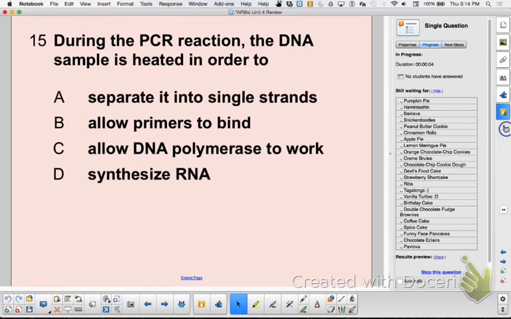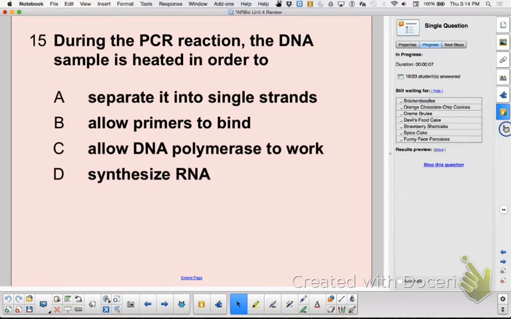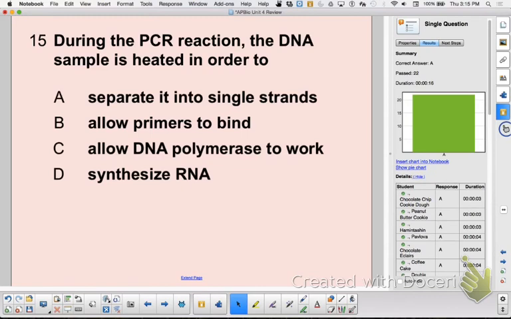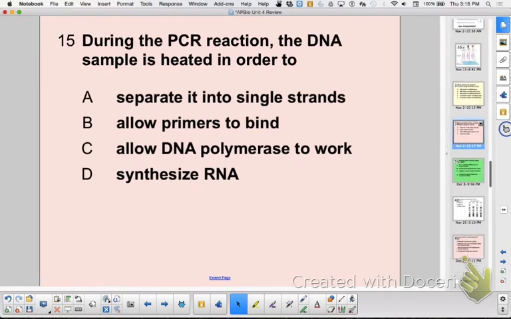Can everybody sit down? Because it's nature. 5, 4, 3, 2. All right, good job.